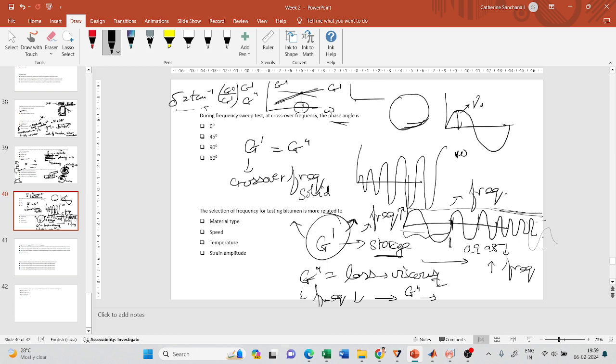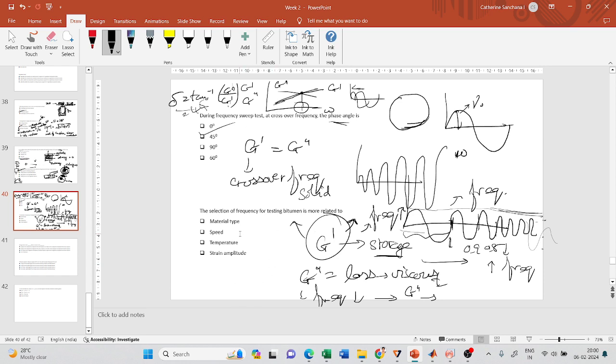We saw phase angle, right? The phase shift between the stress and strain curve. So this is given by tan inverse of G double prime by G prime. If these two are equal, then tan inverse of 1 will be equal to 45 degrees. So at the crossover frequency, G prime will be equal to G double prime and the phase angle will be equal to 45 degrees. Now moving on to the next question.